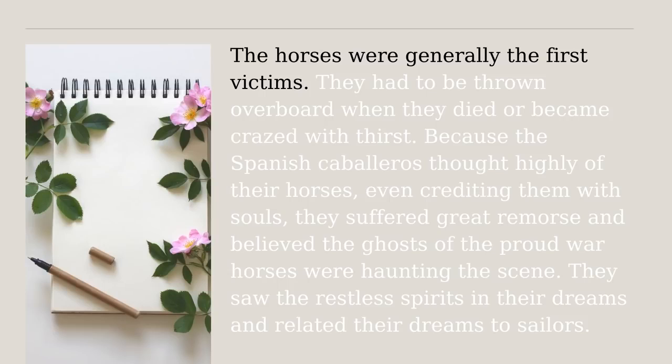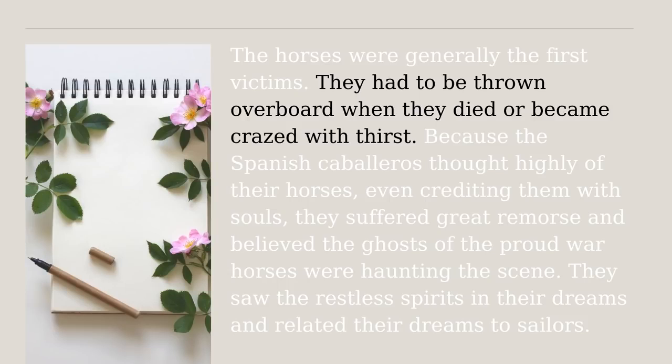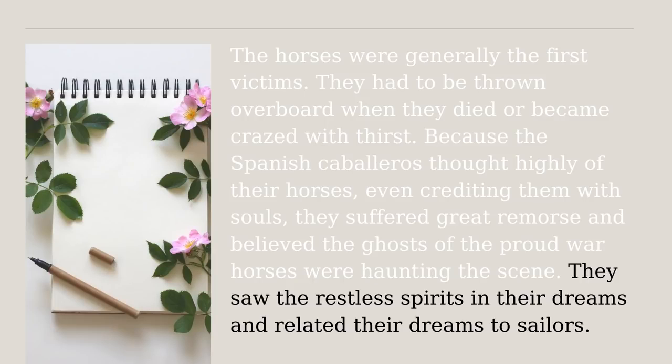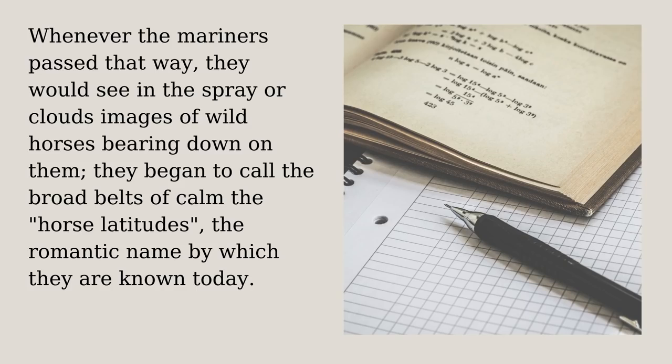The horses were generally the first victims. They had to be thrown overboard when they died or became crazed with thirst. Because the Spanish caballeros thought highly of their horses, even crediting them with souls, they suffered great remorse and believed the ghosts of the proud war horses were haunting the scene. They saw the restless spirits in their dreams and related their dreams to sailors. Whenever the mariners passed that way, they would see in the spray or clouds images of wild horses bearing down on them. They began to call the broad belts of calm the horse latitudes, the romantic name by which they are known today.